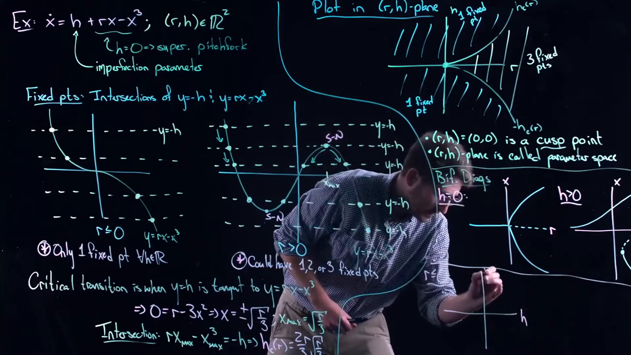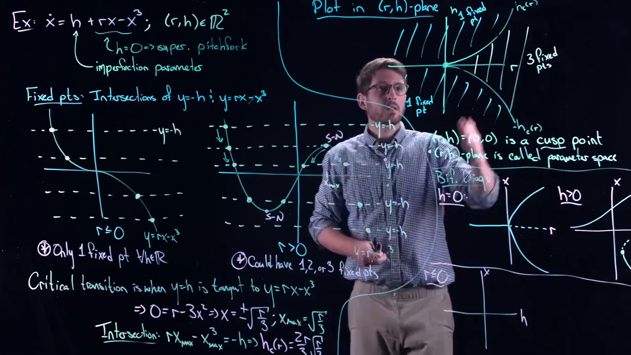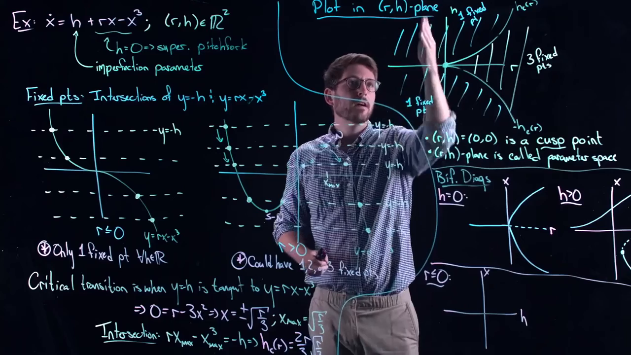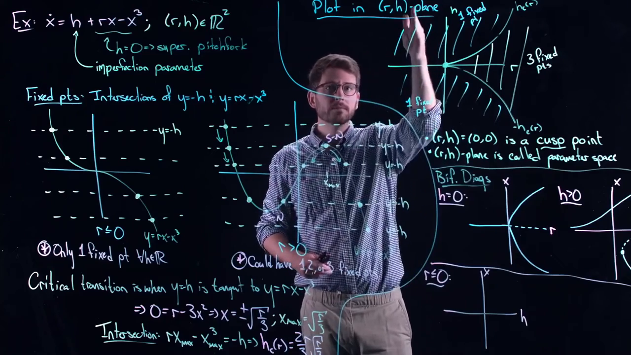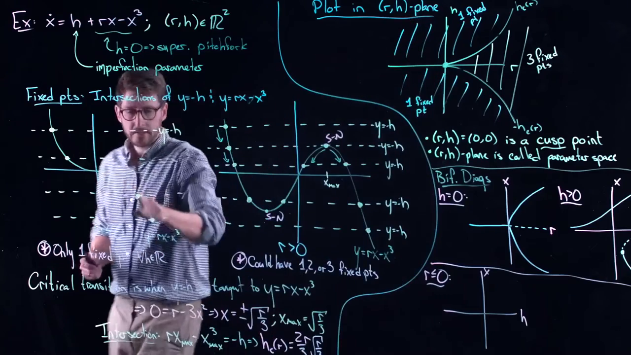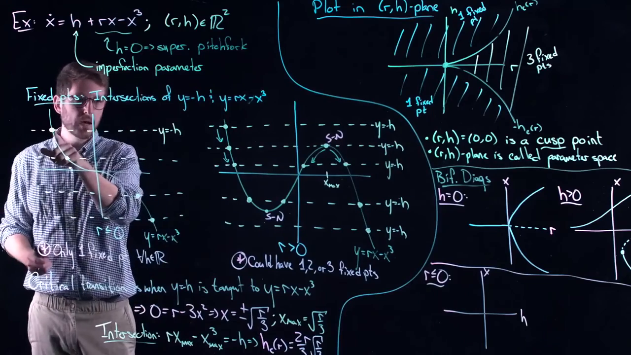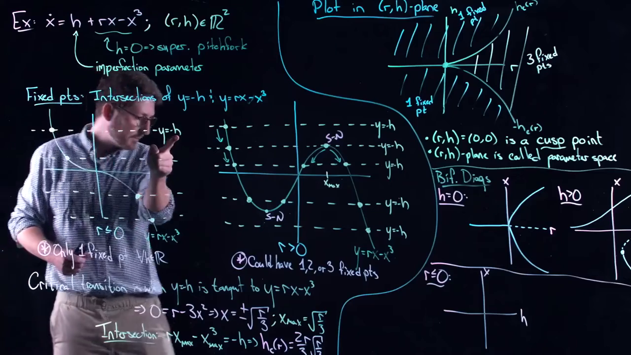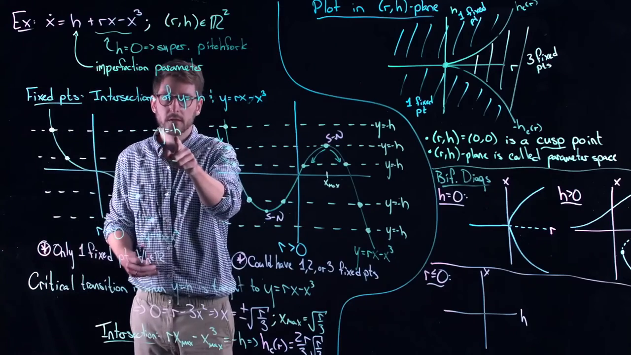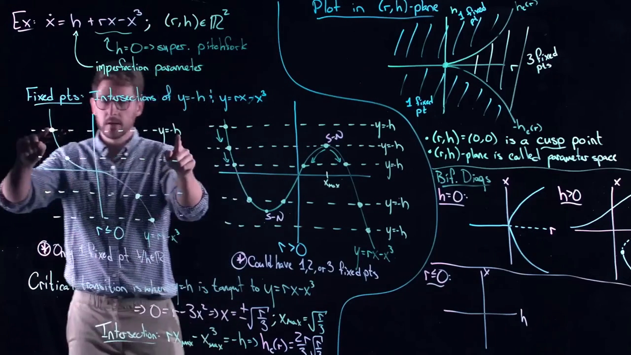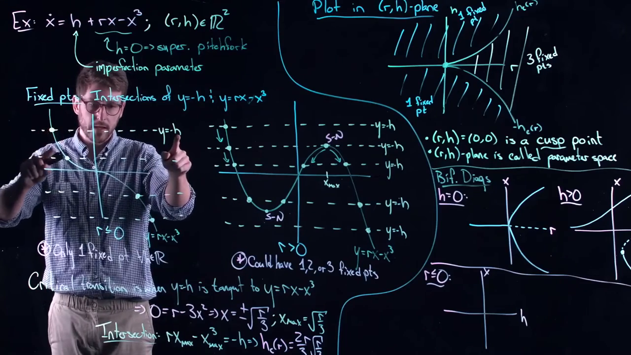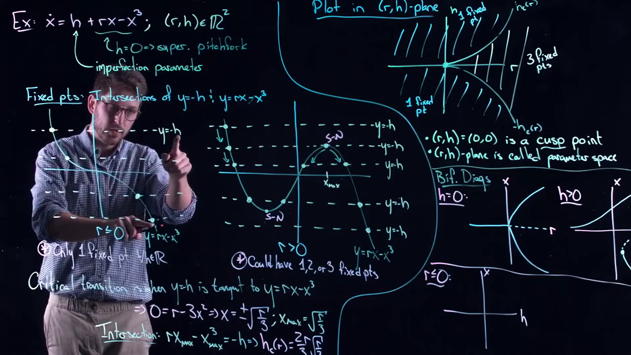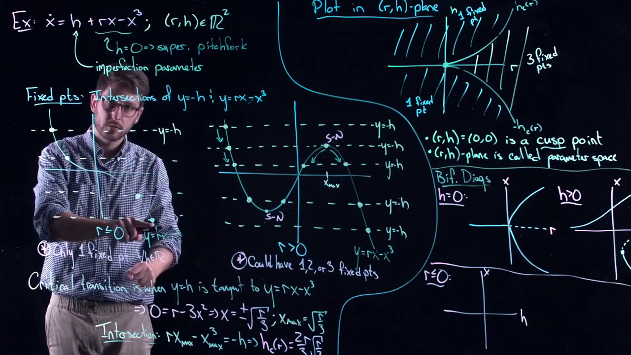So this is in the hx plane. If r is less than or equal to 0, I'm on this half of my diagram. I always only have one fixed point. That's this case, right? So what happens to my fixed point? Well, when h is positive, this thing is going to be a negative fixed point. And then as I pull it, it becomes a positive fixed point as h gets larger and larger.